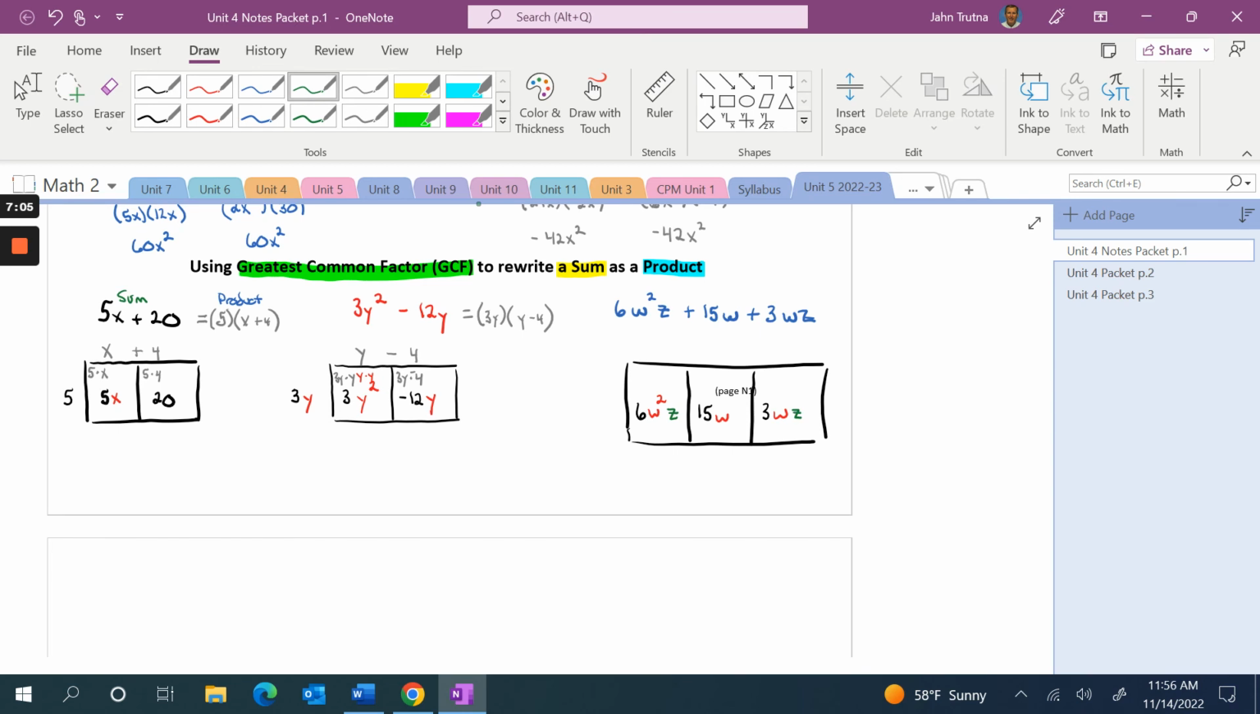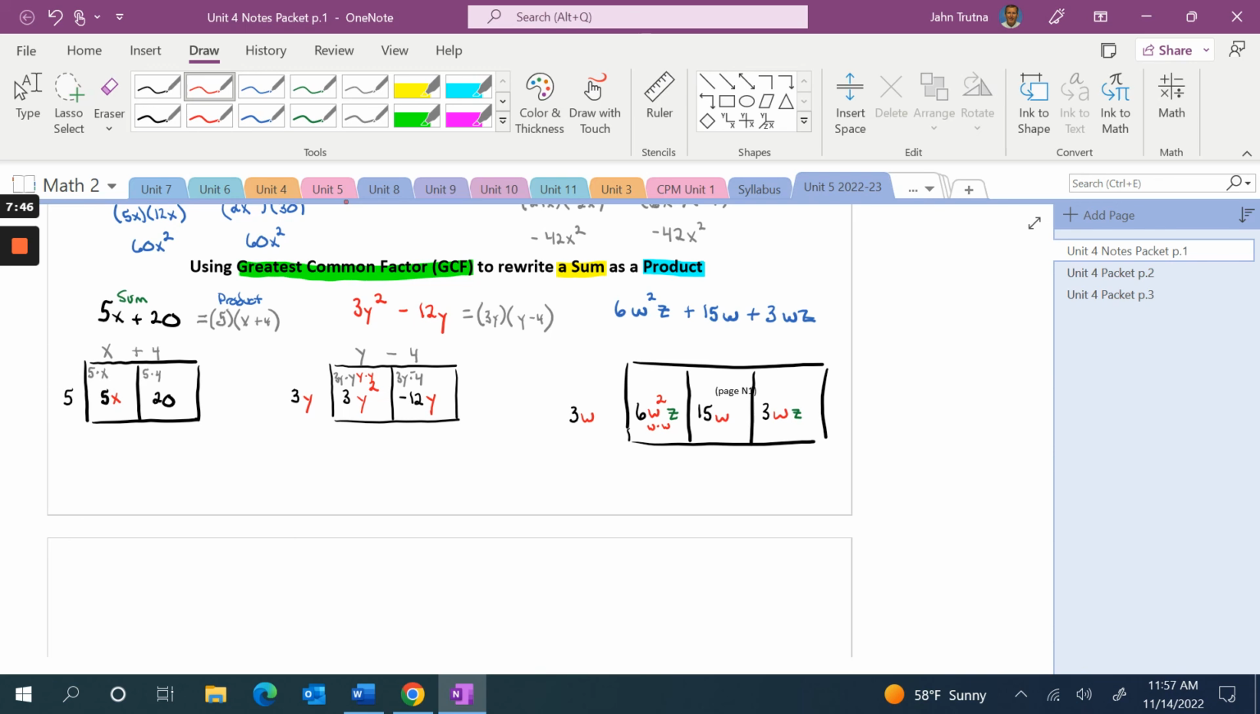All right, let's start with my numbers, 6, 15, and 3. What's the biggest, the greatest number that divides into 6, 15, and 3, has to divide into all of them, that is 3. Now let's go to my w's. How many w's are in common in each rectangle? Now remember, w squared means that's w times w, so I have 2 w's. In the middle rectangle, I have a w. In the last rectangle, I have a w. So each rectangle has at most one w in common. So I'm going to put a w out there. That is a common factor.